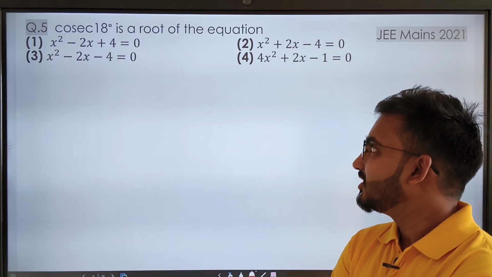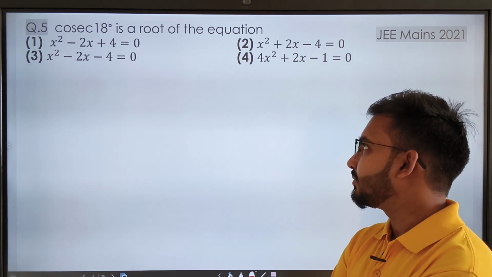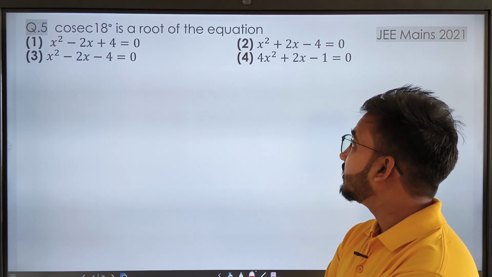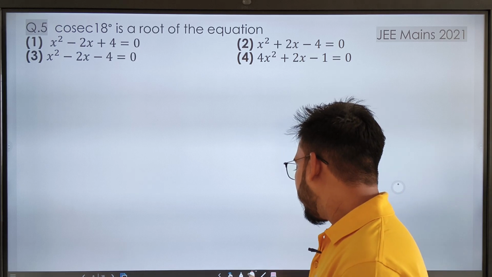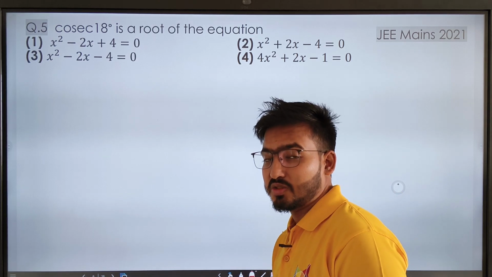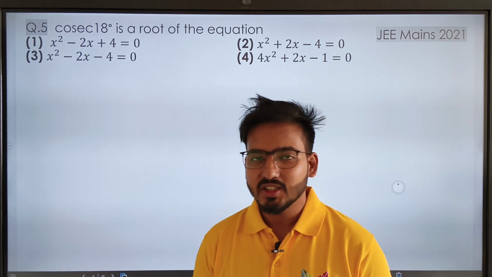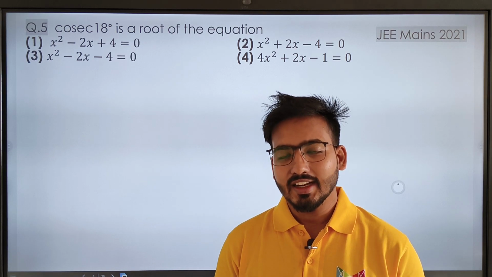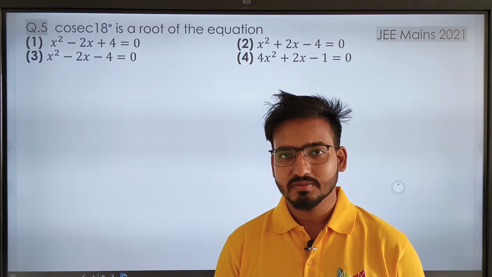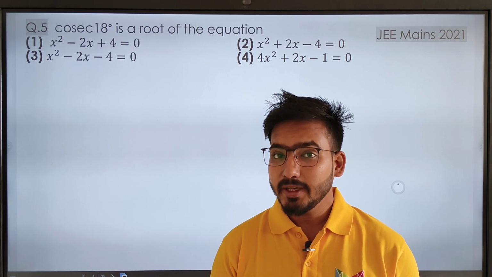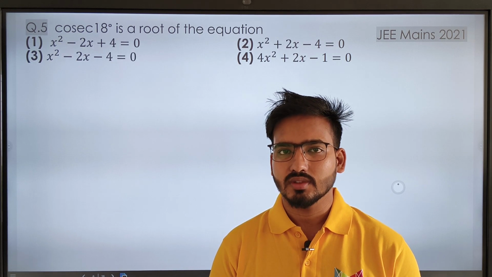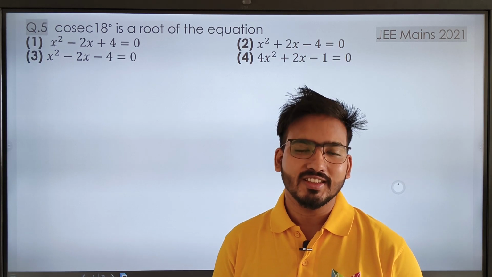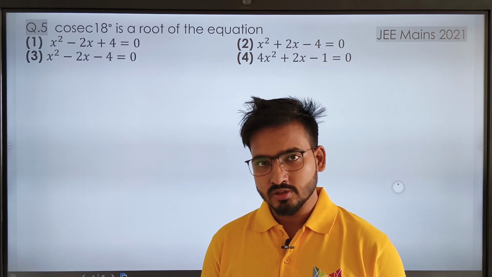Okay. So we need to solve this question number 5. It is saying that cosec 18 degree is the root of this equation. To solve this problem, basically you need to remember the values of cosec 18 degree. And in trigonometry, whenever I teach, I strictly say keep in mind those values. This is a very simple problem, but you need to know the value of cosec 18 degree.